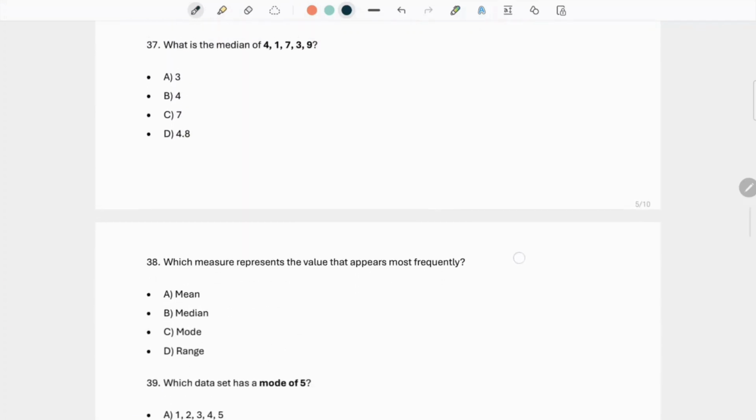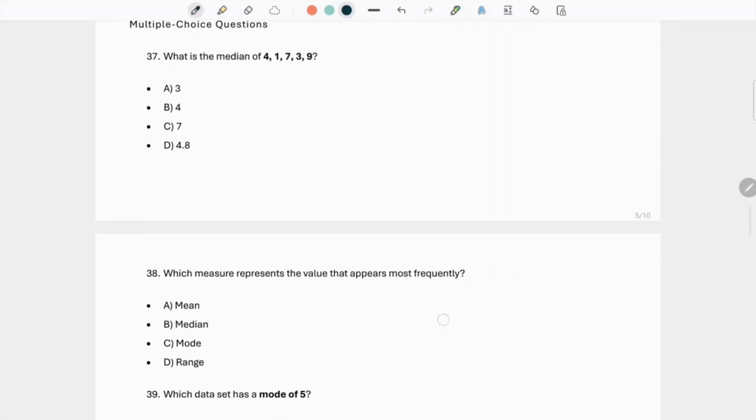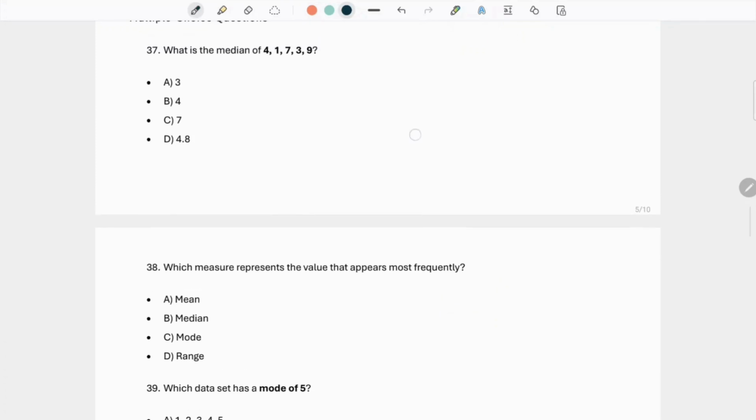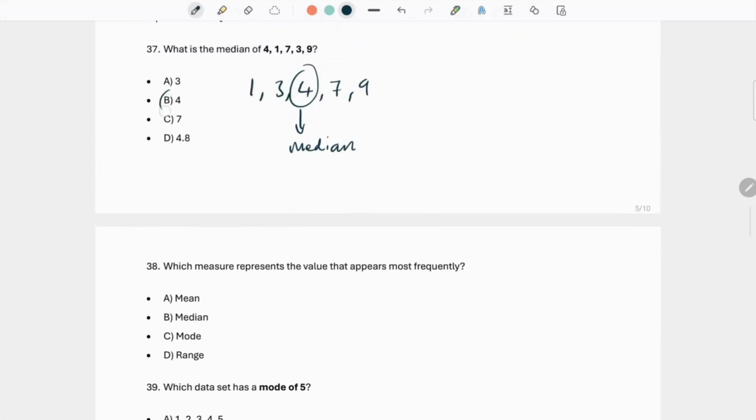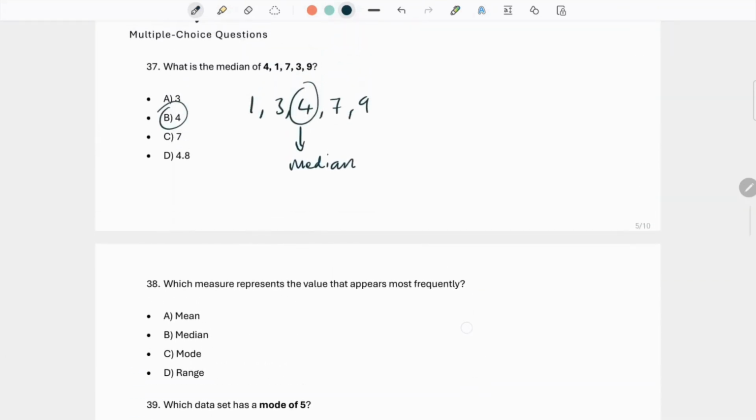Okay, we've got another 3 questions left only. So question 37. What is the median of 4, 1, 7, 3, 9? Let's just put that in order very quickly. 1, 3, 4, 7, 9. Our middle number is 4, so that's the median. Next one. Okay, that's B. Which, by the way, try and do your working out, because I will give marks just for the working out.